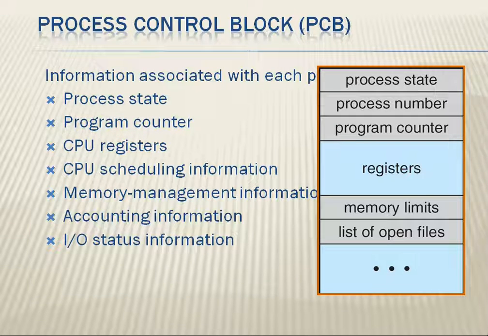Now there is a concept called process control block, PCB. Some information is associated with each process. Let us see what this information is. A process state. Just now we have seen there are various states through which a process changes during its execution. Then a program counter is associated with the process. CPU registers are there, CPU scheduling information, memory management information, accounting information, and I/O status information. All of this information is associated with each and every process, and it is included in the process control block.